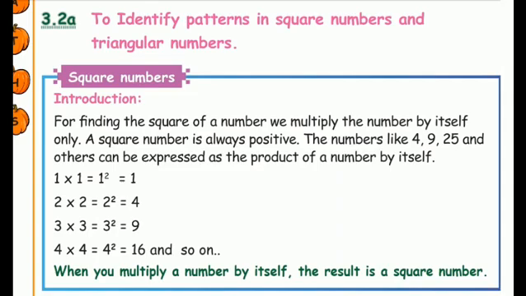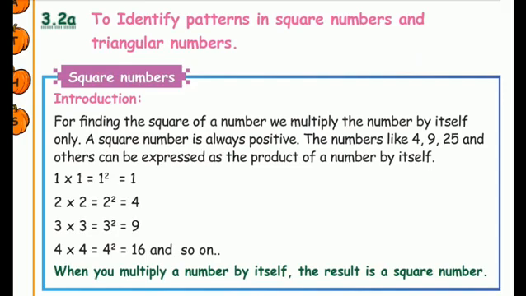Now, to identify patterns in square numbers and triangular numbers. First, square numbers. Do you know square numbers? For finding the square of a number, we multiply the number by itself. A square number is always positive. The numbers like 4, 9, 25 and others can be expressed as the product of a number by itself.